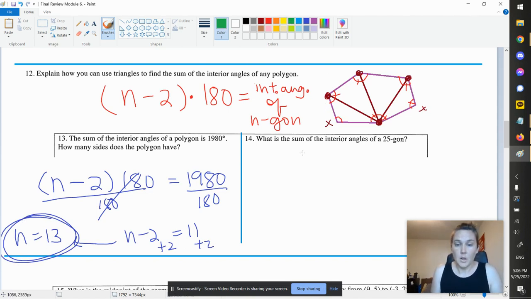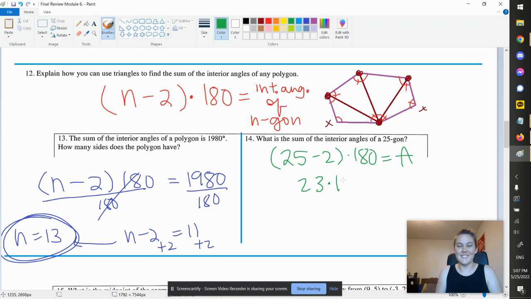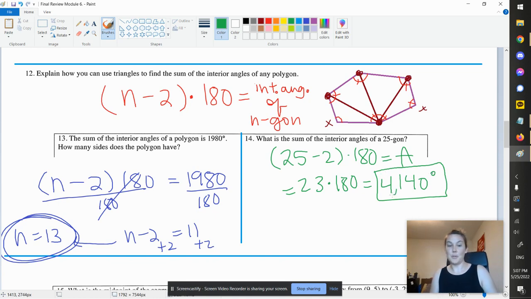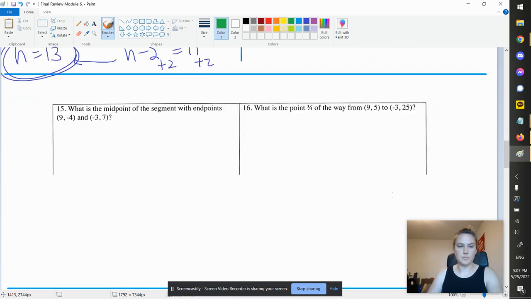Let's run it back. What is the sum of the interior angles of a 25-gon? That means n is 25, and I want to know the angles. All right, well, 25 minus 2 is 23, and 23 times 180 is 4140. The answer is degrees, so I'll put degrees. All right, let's keep going.